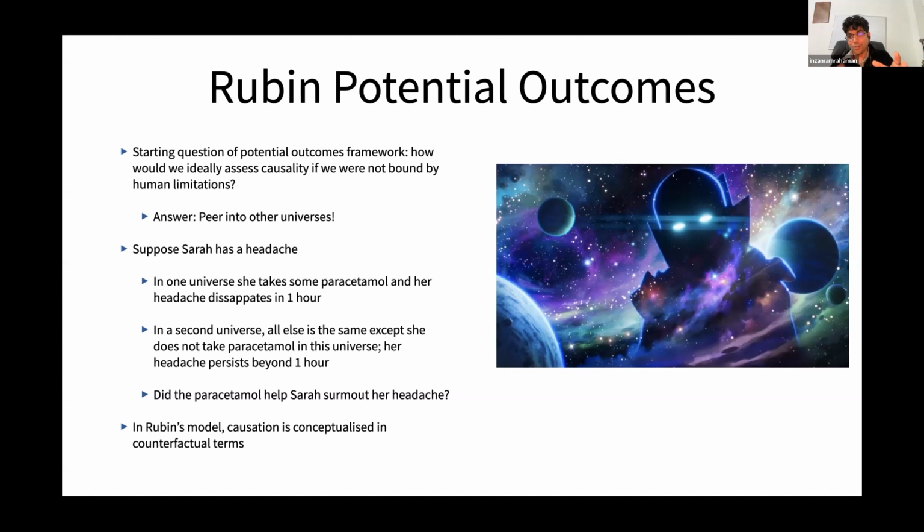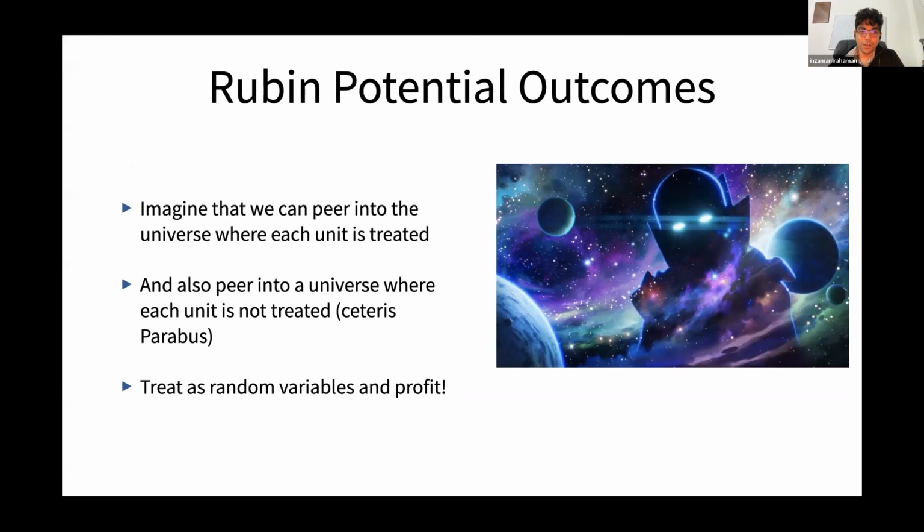So in a sense, Rubin's potential outcomes model asks us to pretend, at least in defining what we mean by causation, that we're like the Watcher from Marvel's What If. What if we could see into different universes? What if we weren't bound by human limitations and could peer into other universes? How would we conceptualize causation? That's pretty much how the definitions of the Rubin causal model come about, and we're going to keep that in mind.